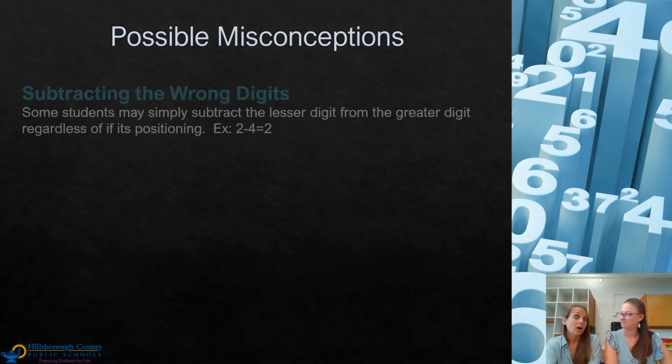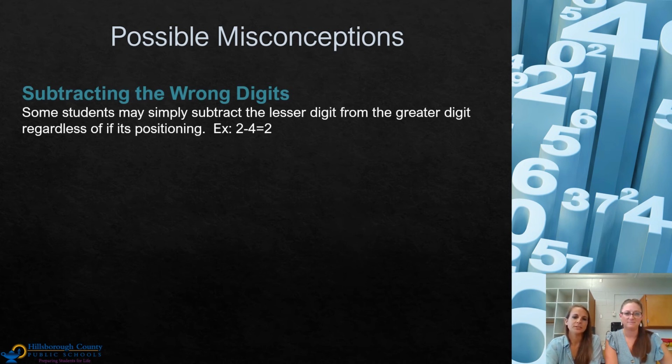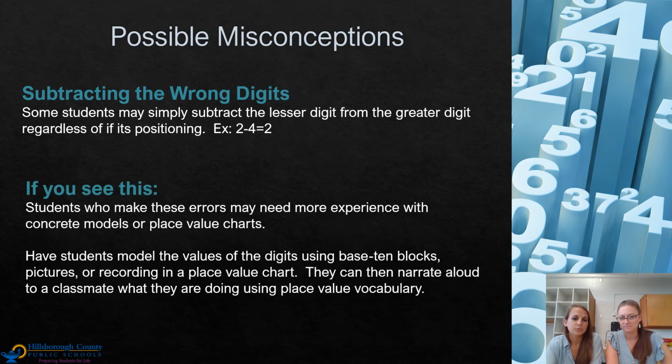Another misconception that we see often in the classroom is subtracting the wrong digits. Some students may simply subtract the lesser digit from the greater digit regardless of its position in the number sentence. So 2 minus 4 they'll say is 2 because that way they're not regrouping and it's an easier problem for them to solve. If you see this in your students or in your classroom, we want to make sure that they experience more with the concrete and representational and using those place value charts to understand if I have 2 ones and I have to take away 4 ones, I need to regroup and get more ones in order to be able to take away and still have that positive value.